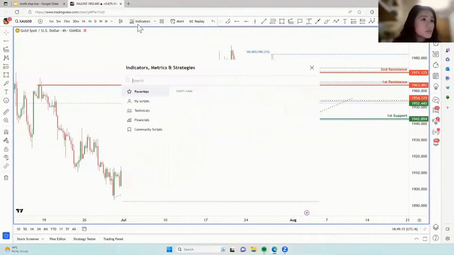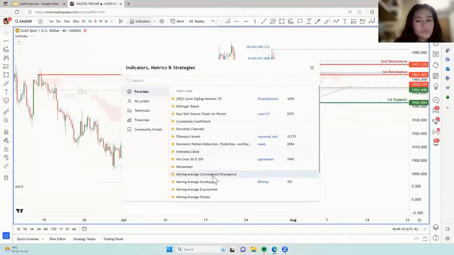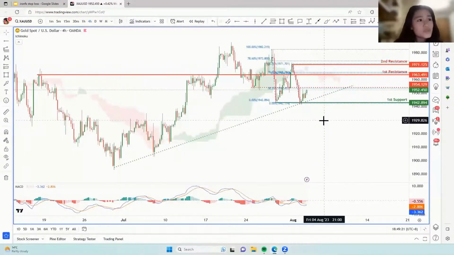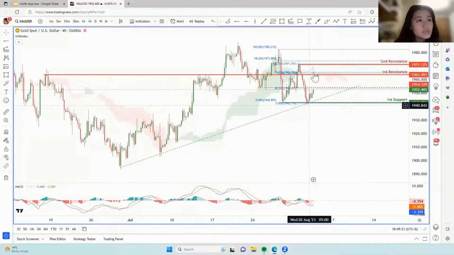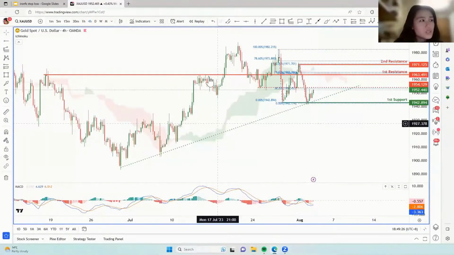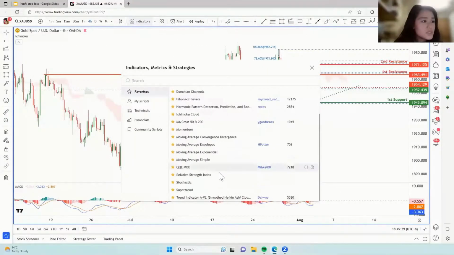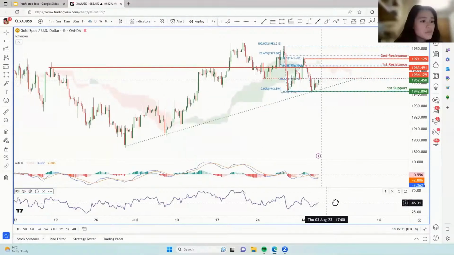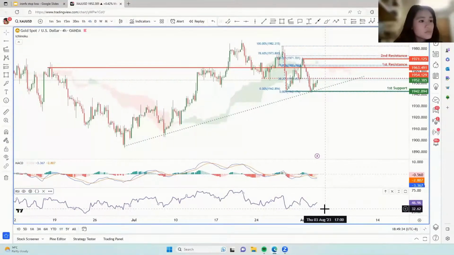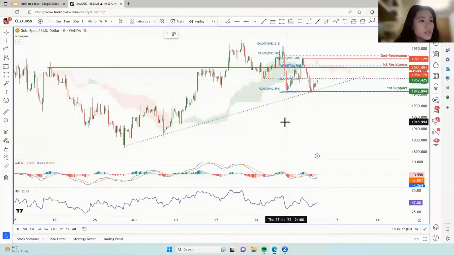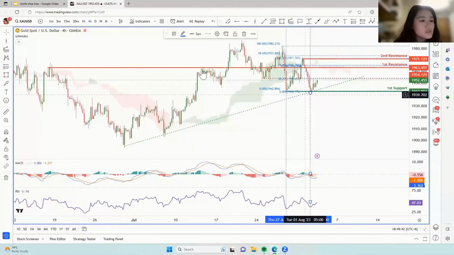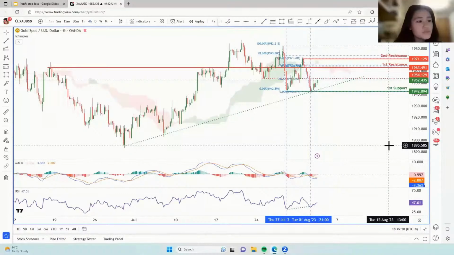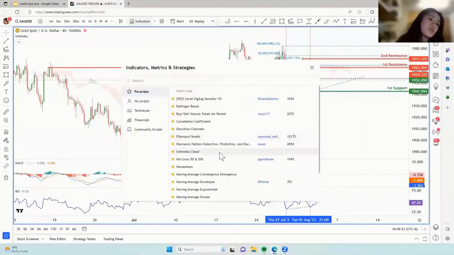Okay, now let's go in with some indicators again. So price is moving below the Ichimoku cloud. It's also giving us bearish on our MACD. Now let's take a look at RSI. Okay, once again, we have a pretty bullish divergence again. Okay, now let me take a look at stochastic as well.